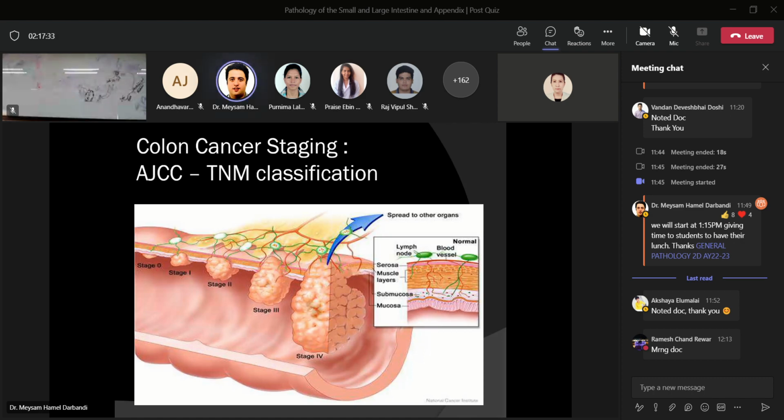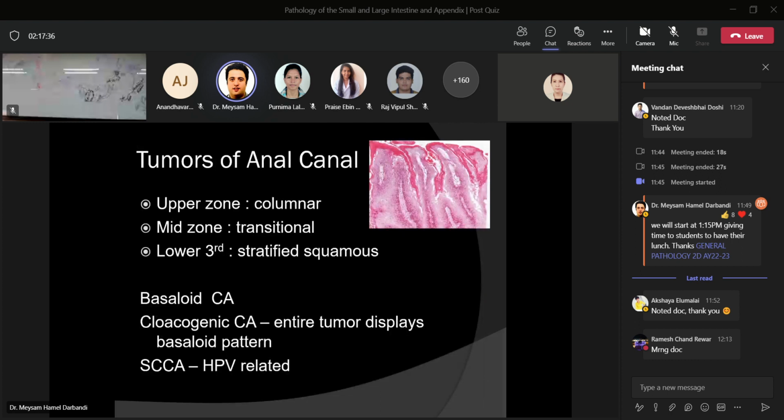So tumor of the anal canal: upper zone is columnar, mid zone is transitional, and lower third is stratified squamous. Basaloid carcinoma, cloacogenic carcinoma is when the entire tumor displays a basaloid pattern. What is SCCA? Which is HPV related. What is SCCA? No. I know HPV is related to that, but here is not what we meant. Who can say online?